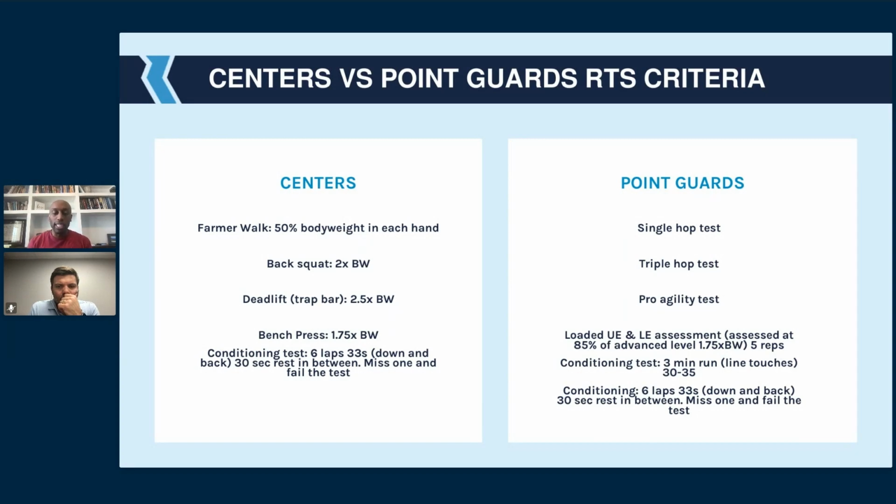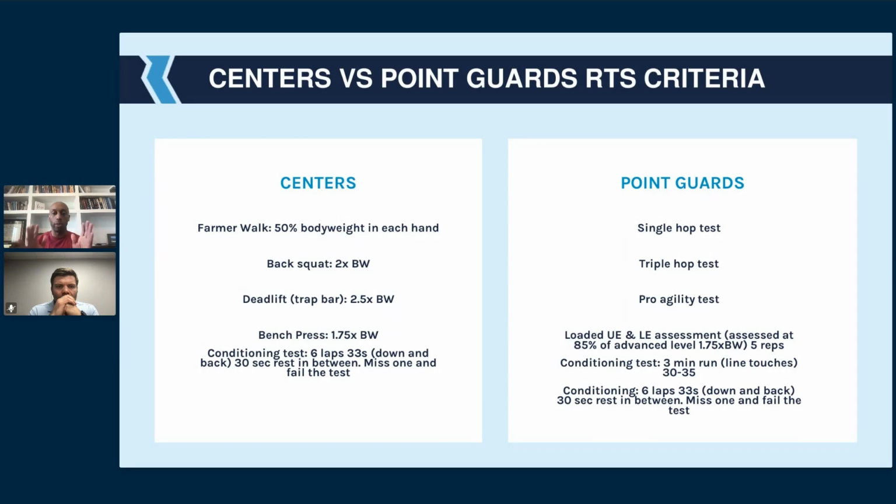And then the conditioning tests, these conditioning tests were specifically given to me by one of my NBA guys, where he said, it's called 33s. So down and back, you have to be able to do 6 laps with a 30-second rest in between only. So if you miss one, meaning not get 33 seconds on one of the laps, you failed the test.